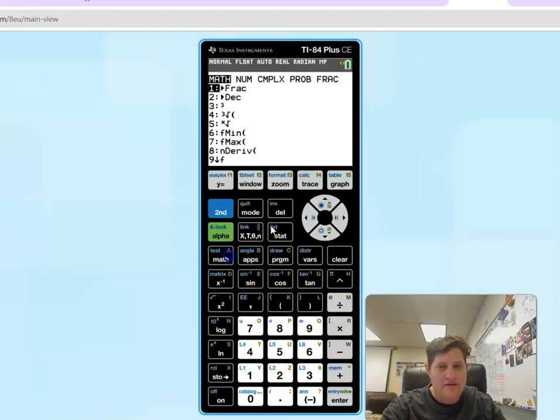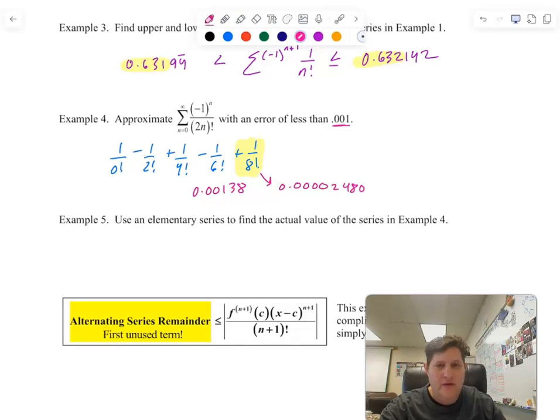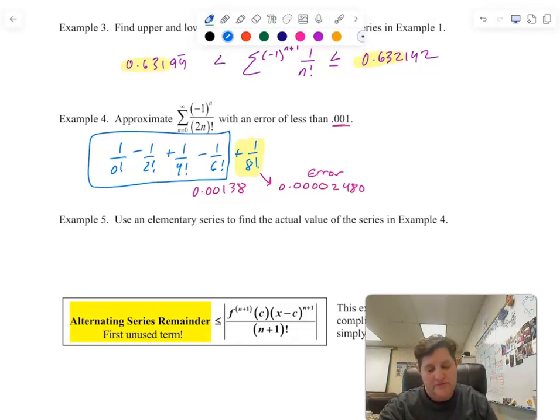1 over 8 factorial. Okay? That is plenty. Okay, so that term is 0.123402480. All right? That's amazing. So, in order to be with an error of less than that, this is going to be my error, which means that essentially we're going to stop right here. Sometimes it'll ask you for how many terms, sometimes it'll ask you whatever.